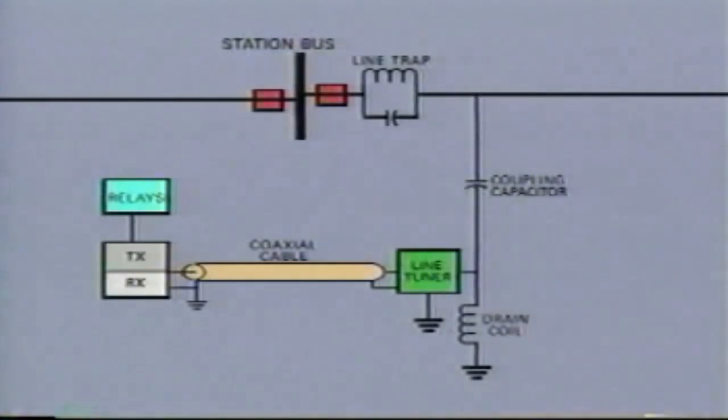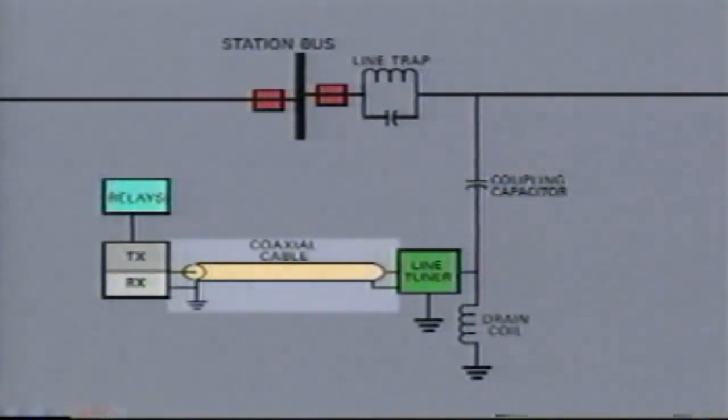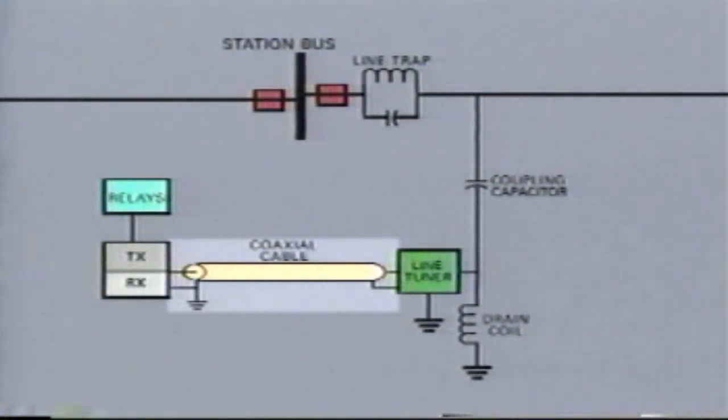The signal input from the carrier is via a grounded coaxial cable, which we have shown grounded at both ends. Some utilities ground only one end. Check your utility's procedure.